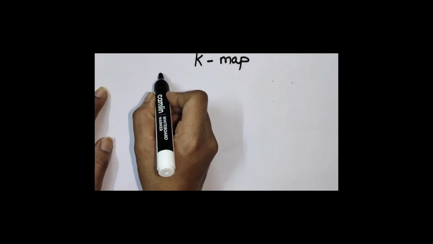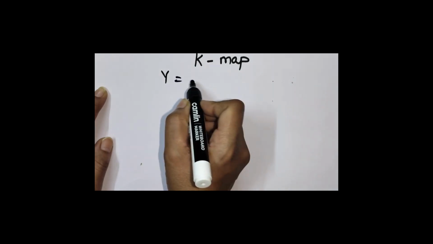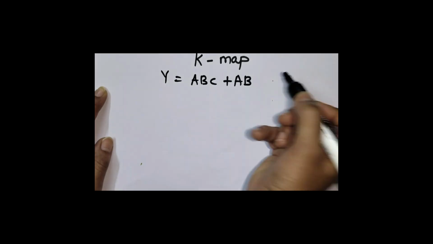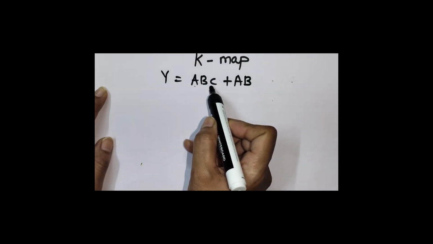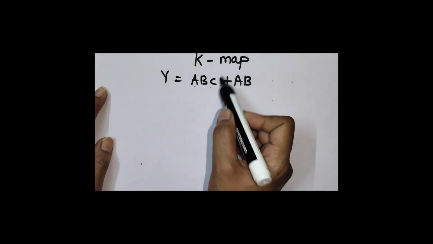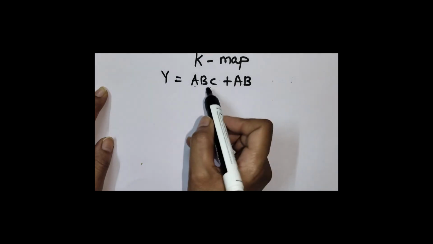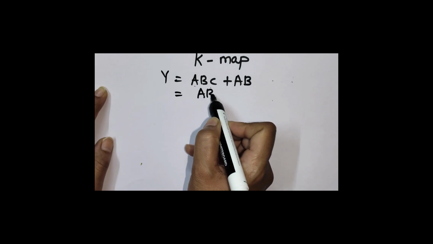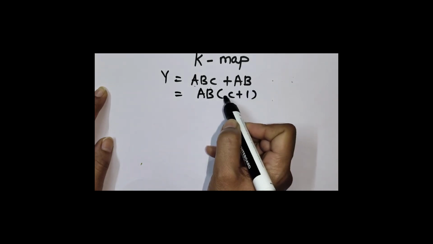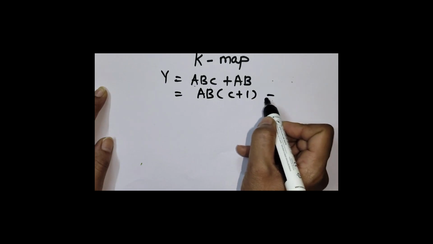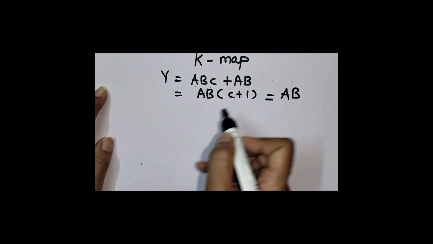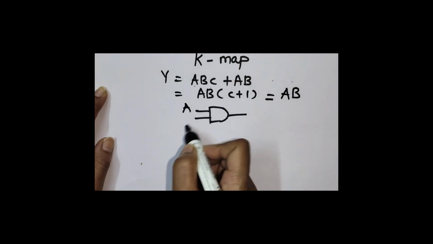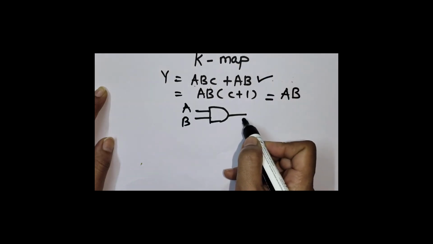Let's take an example of one equation. Y is equals to, suppose, ABC plus AB. To implement this equation, I need one 3 input AND gate, then one 2 input AND gate and one OR gate. But after reduction, my equation will become AB in bracket C plus 1, anything plus 1 is 1. So it is equals to AB. So using single AND gate, I can implement same equation.